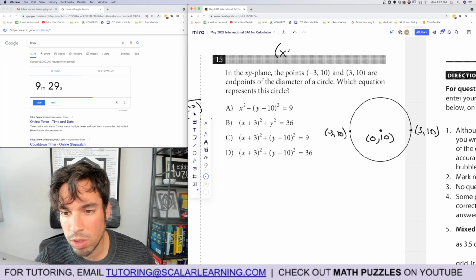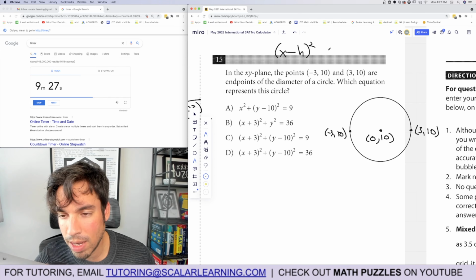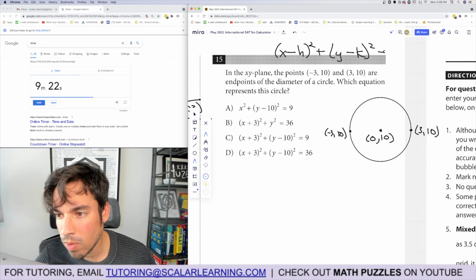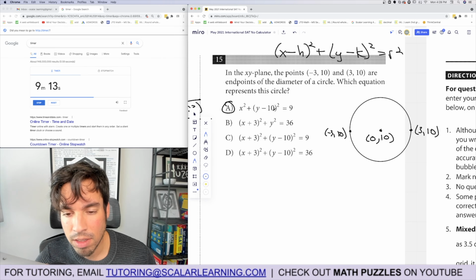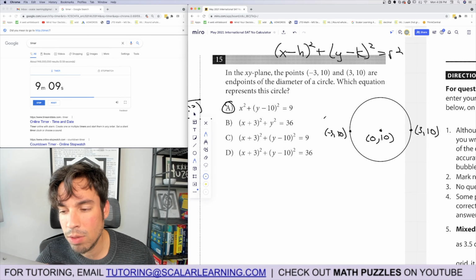And in the formula, it's always x minus h, which is the x value of the center, and that's going to be 0 here. And my k value is 10. So it's x minus 0, aka x squared, which has got to be this one. And then y minus 10 is correct. Yeah, it has to be A, but we're going to verify anyway.